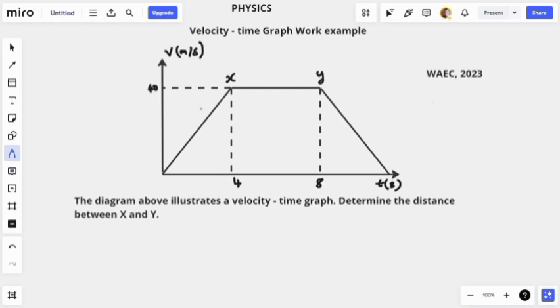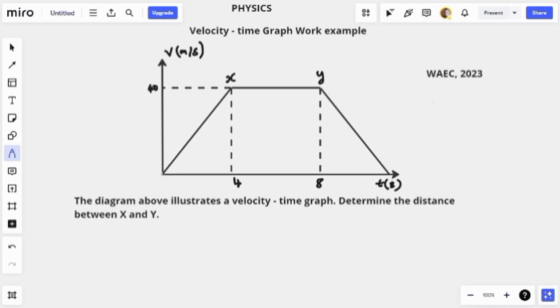So this is a velocity time graph being drawn here, and we are asked to determine the distance between x and y. So basically what they are saying we should find is the distance covered by the body at the point in which the velocity remained constant. On the vertical axis is velocity. The horizontal axis represents time, velocity time graph.